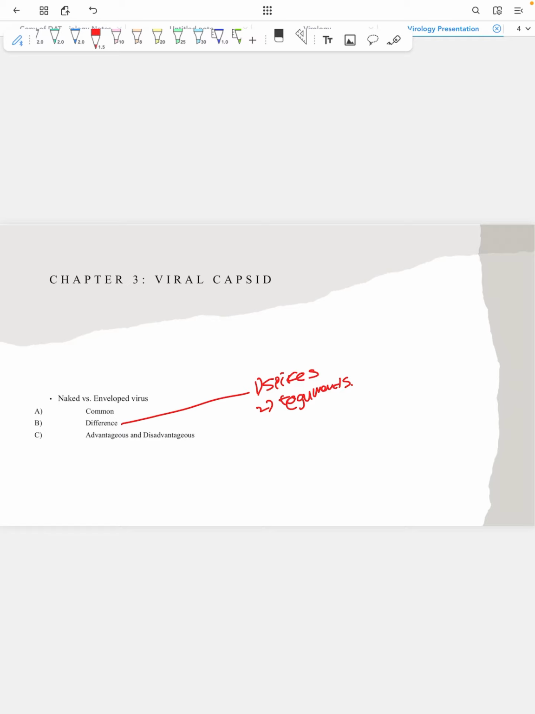Spikes are the proteins that are produced by the host cell on the host cell membrane. The function of a spike is to anchor into the host cell. Naked viruses also have spikes, but they are very different. So I will first draw it, and then we'll see what the difference is between the enveloped and naked.